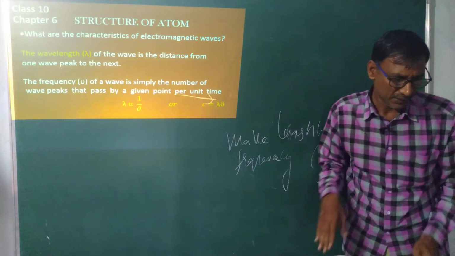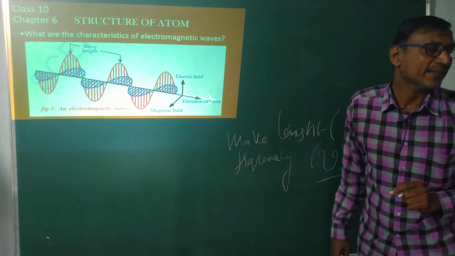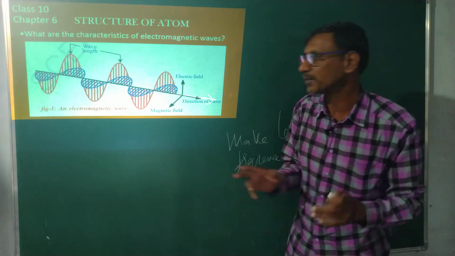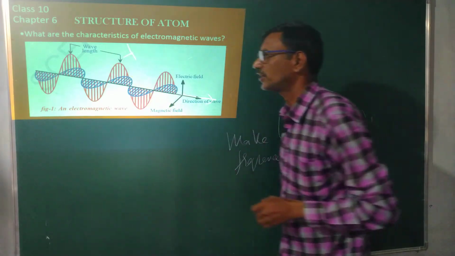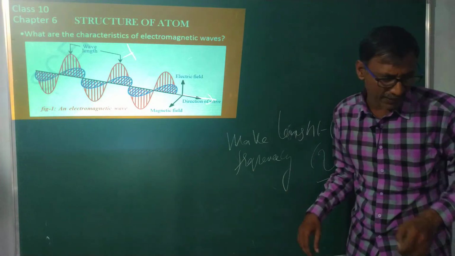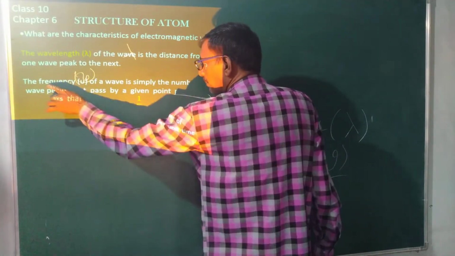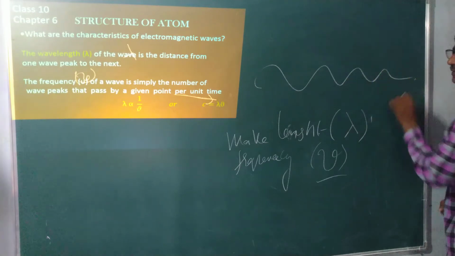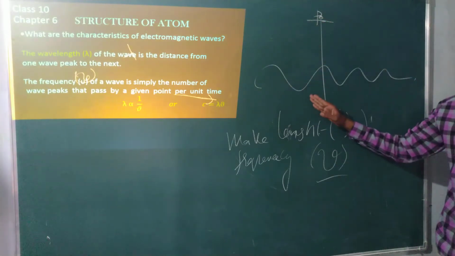That is very, very important. The distance between two successive peaks, that means one after another, is called wavelength. It is denoted by lambda, and the next one is frequency. You can define frequency very simply. Keep in mind, the frequency of the wave is simply the number of peaks. The peaks are going like this. This is some point. How many peaks are passing through?